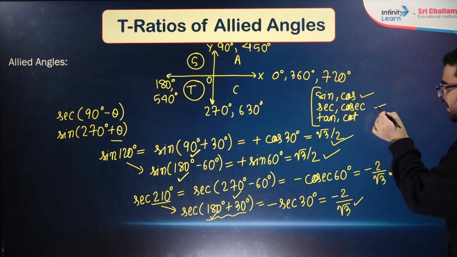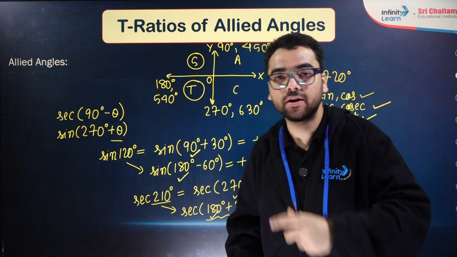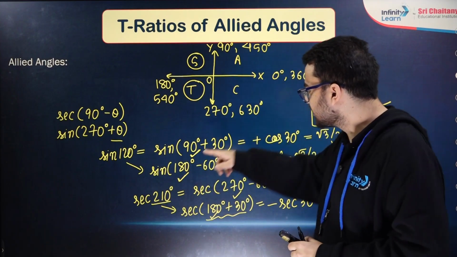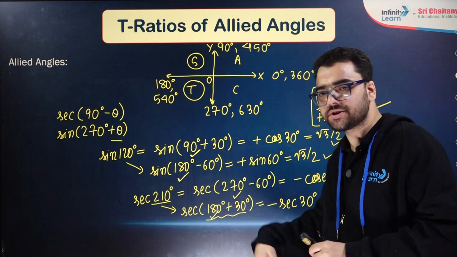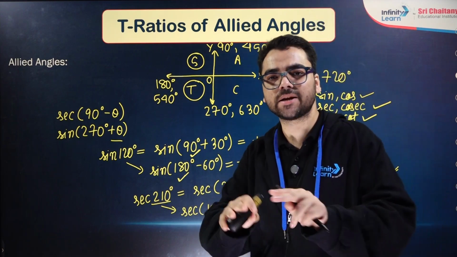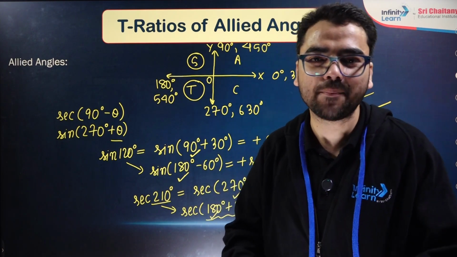Why it's happening? You might ask that. For this, I'll make a separate video, guys, for the proof of it. You might also ask, sir, if these are the angles like horizontal axis, then why is the trigonometric ratio not changing? There is a logic for that, and I'll make a separate video for that, right? As of now, you just need to understand the application of it.